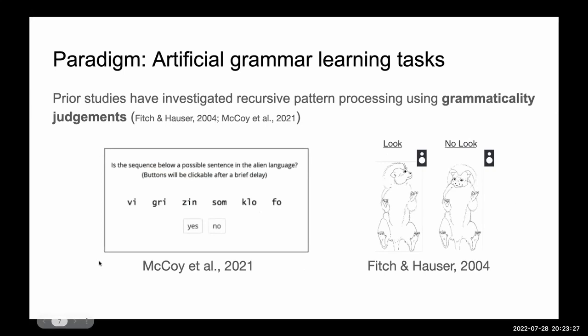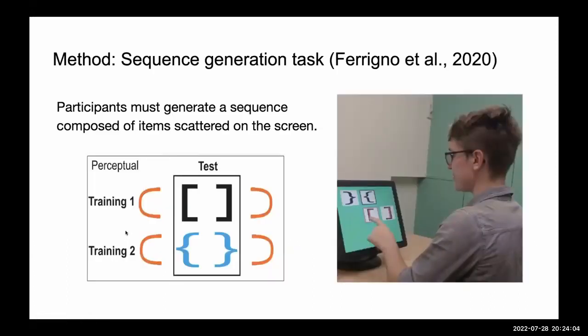One way people typically study recursion is using what are called artificial grammar learning tasks. In these tasks, typically people are presented with grammaticality judgments, and it's not just people, it can also be other species, or pre-linguistic infants. People often have to make a grammaticality judgment about whether a sentence is acceptable or not. In our paradigm, instead of grammaticality judgments, we have a sequence generation task, which our lab has been using.